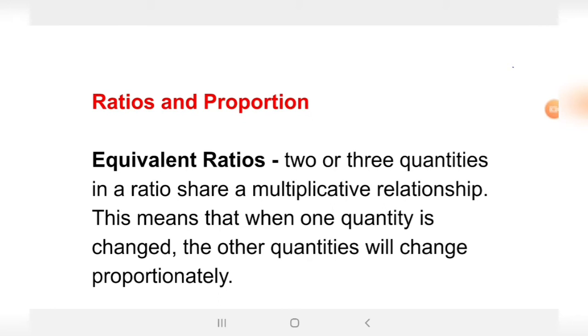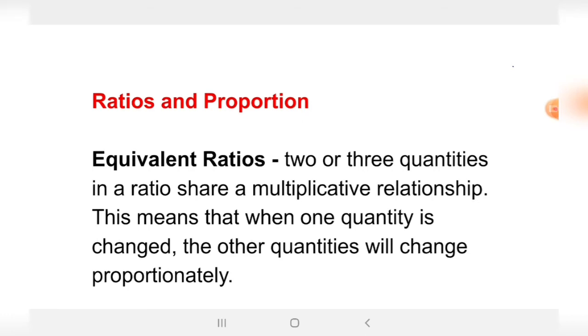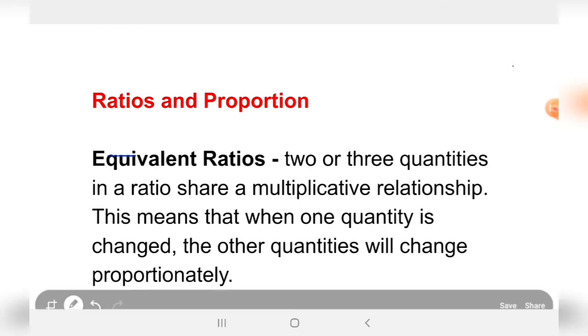In this video, you're going to learn about ratios and proportion. But first, we need to discuss what equivalent ratios are. Equivalent ratios are two or three quantities in a ratio that share a multiplicative relationship. This means that when one quantity is changed, the other quantities will change proportionally. So what are equivalent ratios?